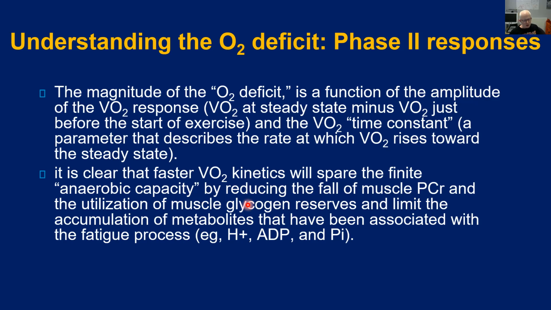And so what it does over here is reduce the fall in muscle PCR and the utilization of muscle glycogen reserves, and limit the accumulation of metabolites that have been associated with fatigue processes. In other words, as I just said, hydrogen ion, ADP and phosphate. So if I have got fast VO2 kinetics, I absolutely get to steady state quicker. So therefore, if I'm more aerobically fit, my VO2 kinetics will be faster, I will hit steady state quicker, I will have a smaller O2 deficit.